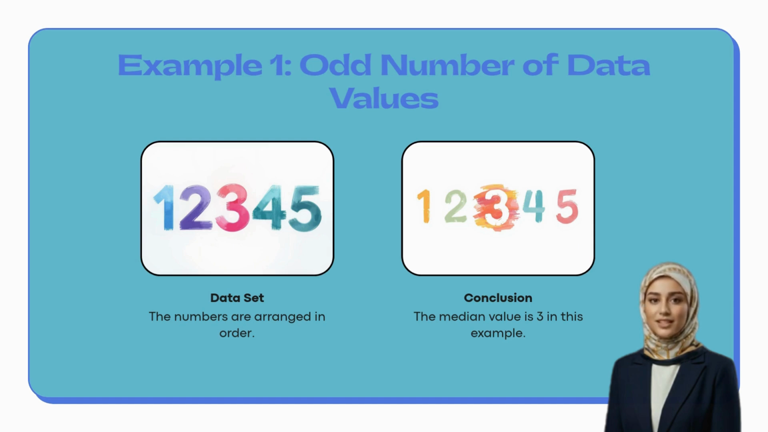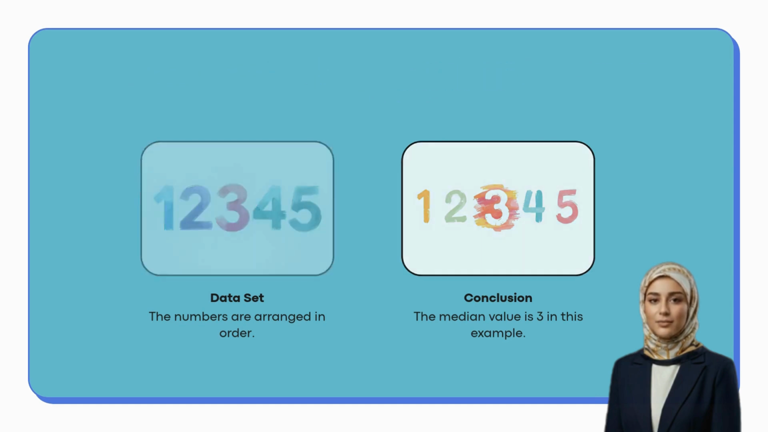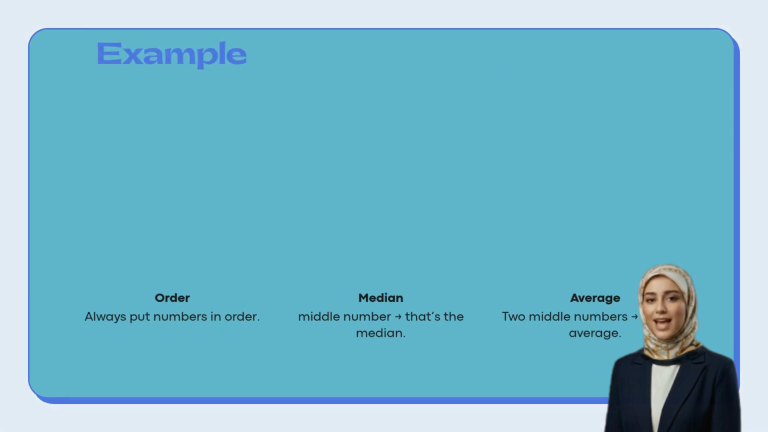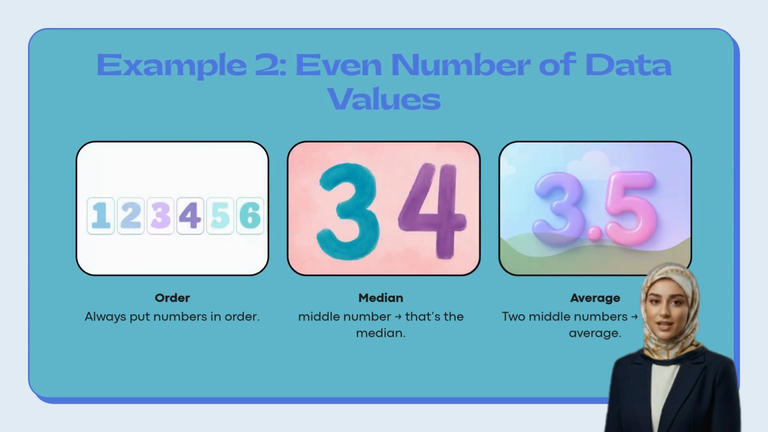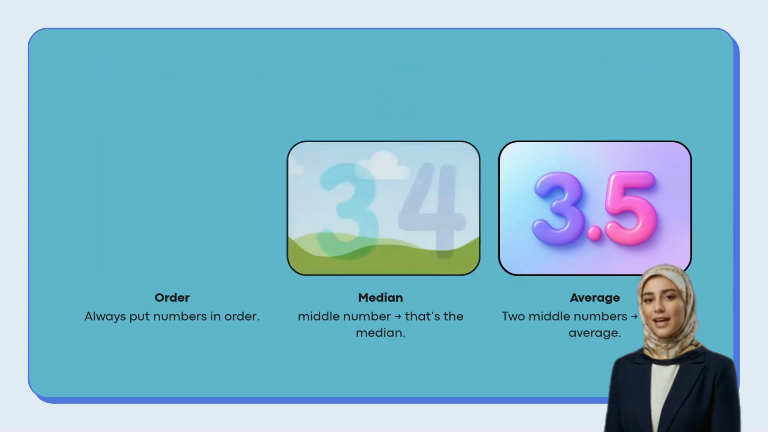But what happens if there are two numbers in the middle and actually the number of the data is even? Like this example. 1, 2, 3, 4, 5, 6. Here there are two numbers in the middle, 3 and 4. So we need to add them together, 7, and then divide it by 2, which is 3.5. So our median will be 3.5.